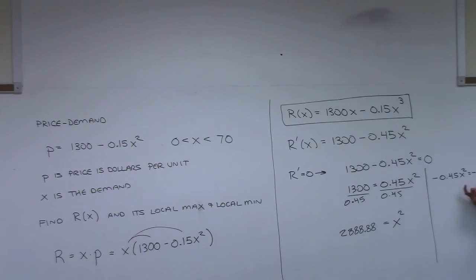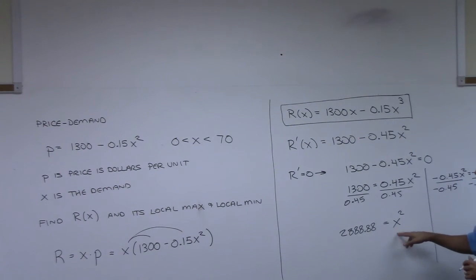Now, if you would have done this instead, you would have divided both sides by negative 0.45, making it negative over negative, and here negative 0.045, whatever. And a negative over negative would be positive. You get the same answer, okay?